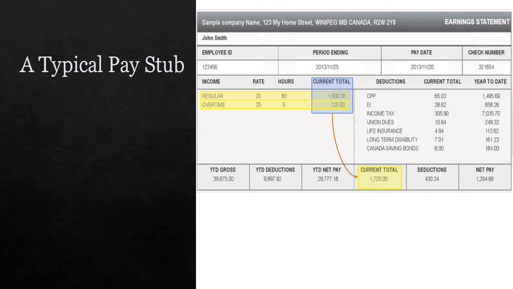So current total, $1,725. Now, in a perfect world, he might actually get a paycheck for $1,725. But this isn't the end of the day here. What he's actually going to get to take home is what is called net pay. And he's going to get $1,294.66. So that's a lot less than $1,725, right? He's losing a little over $400 there.